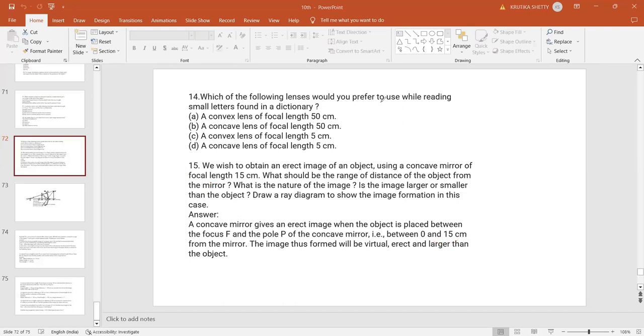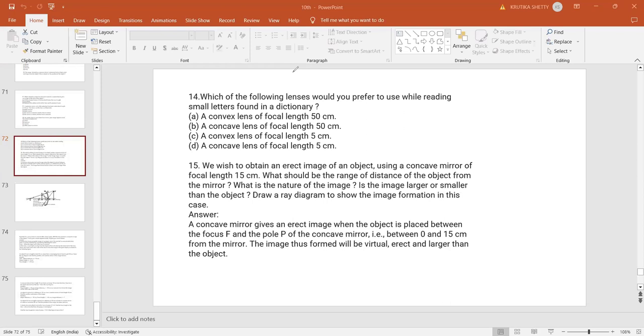Which of the following lenses would you prefer to use while reading small letters found in the dictionary? A convex lens of focal length 50 centimeter, a concave lens of 50 centimeter, a convex lens of focal length 5 centimeter, a concave lens of focal length 5 centimeter. Read the small letters of the dictionary. One thing you keep in mind: the smaller the focal length, the more the power, because they have a reciprocal relation. So focal length is less for options C and D.